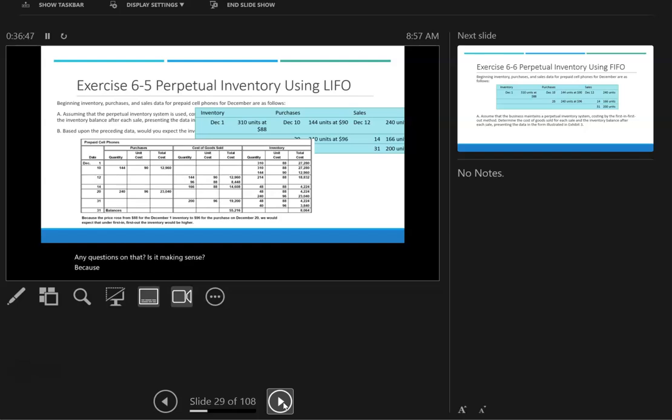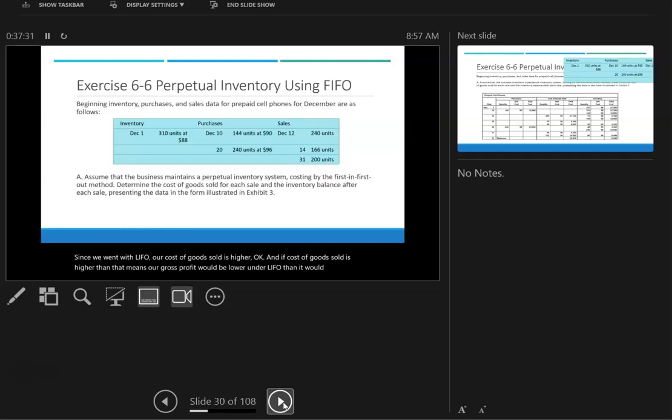Because the price rose from $88 in the December 1st inventory to $96 for the December 20th purchase, we expect that the first in, first out inventory would be higher. Okay? So first in, first out means those ending units that remain in inventory would look higher. Since we went with LIFO, our cost of goods sold is higher. Okay? And if cost of goods sold is higher, then that means our gross profit would be lower under LIFO than it would be under FIFO.